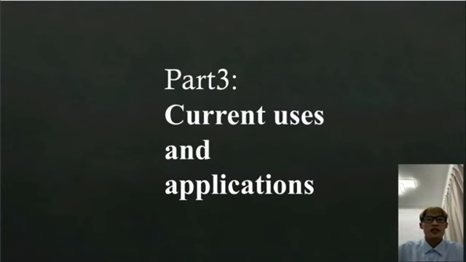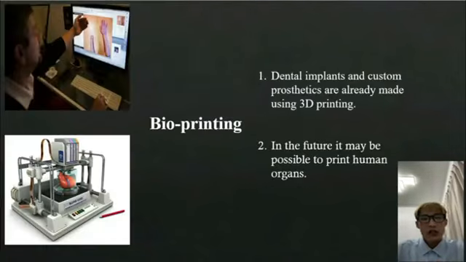Okay, so now let's come to part 3, the current uses and applications. The first point is bioprinting. The medical industry will undergo a change thanks to 3D printing as materials and technology advance. Dental implants and custom prosthetics are already made using 3D printing. We might even have the means to reproduce human organs in the near future.